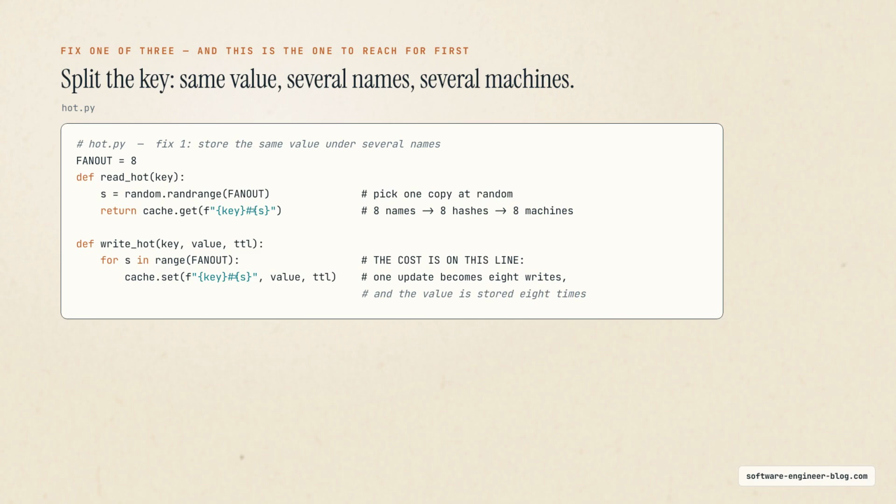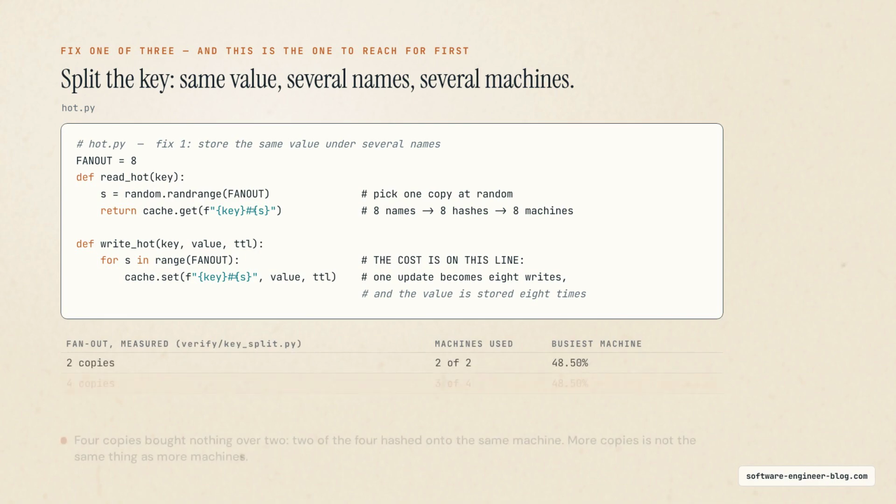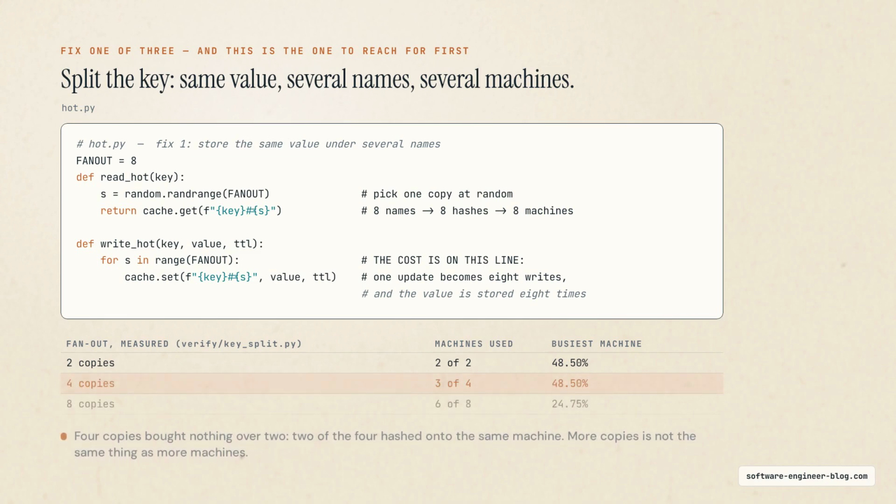2 copies took the hot machine from 96% down to 48.5%. 4 copies gave exactly the same 48.5%. No improvement at all, because 2 of those 4 copies happened to hash onto the same machine. 8 copies got it down to 25%, using 6 machines out of 8 copies. More copies is not the same thing as more machines.